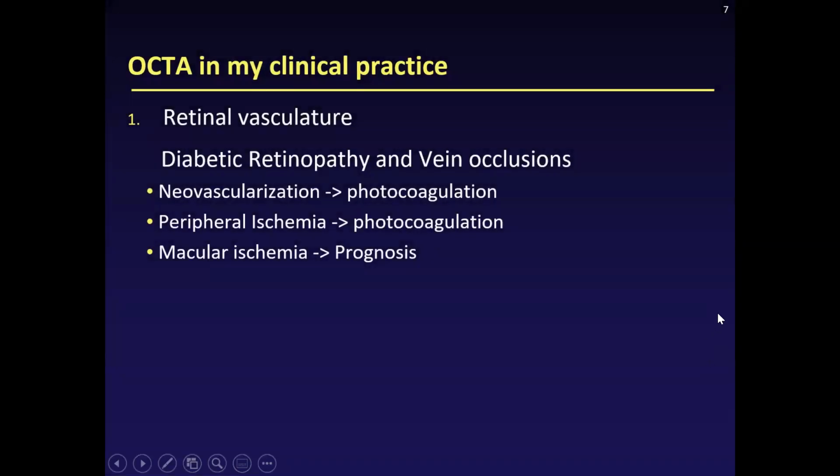So let's start off looking at some retinal vasculature abnormalities, particularly applicable to eyes with diabetic retinopathy as well as vein occlusion. In terms of clinical management, my decision on the day by looking at this OCTA without using an FA generally is to answer whether I need to perform panretinal photocoagulation. The other area we look at is the macula, mainly to look for macular ischemia.